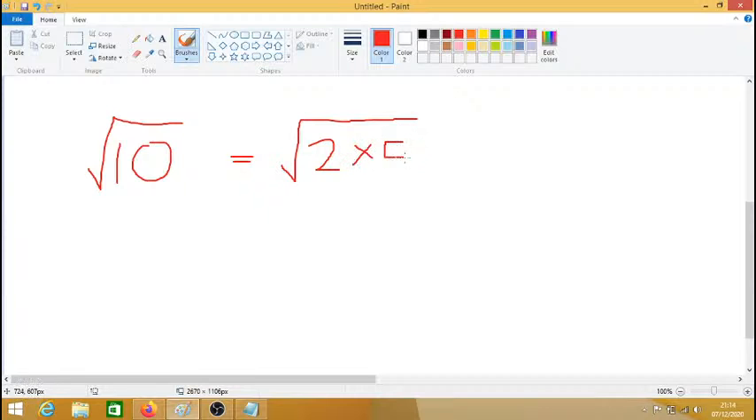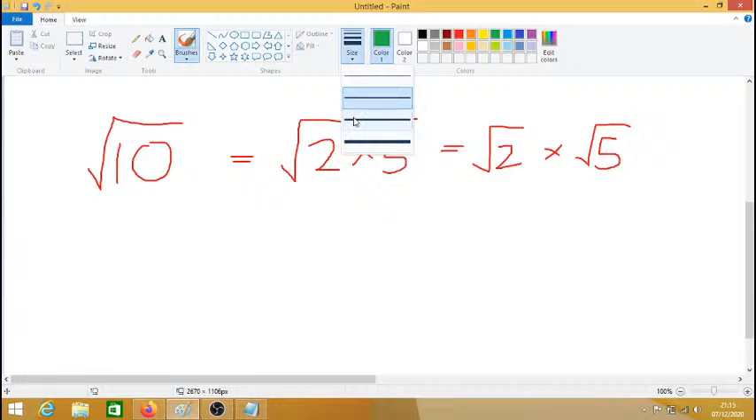And then I can split each bit. So I've got the square root of 2 times the square root of 5. Let's try another one and watch what happens, because just like in algebra, where we don't really write the times sign, surds are a little bit like that: if we can get away with not writing the times sign, then we won't write it. So let's give you an example of how that might happen. So let's go with square root of 50.